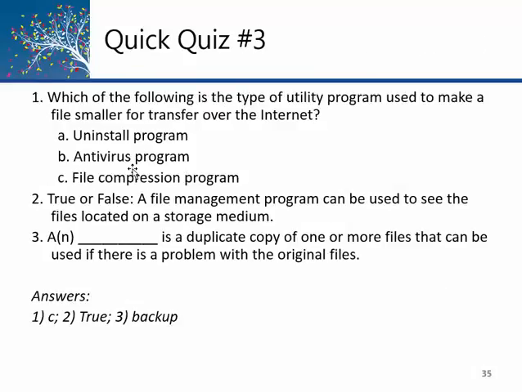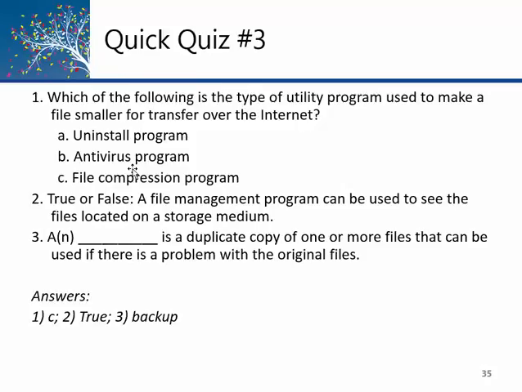Our last quick quiz. Which of the following is the type of utility program used to make a file smaller for transferring over the internet? That would be file compression. Think about not only file compression, but to archive it, zip archive it, you can put multiple files into a single compression. So it compresses and combines. But C is correct there.